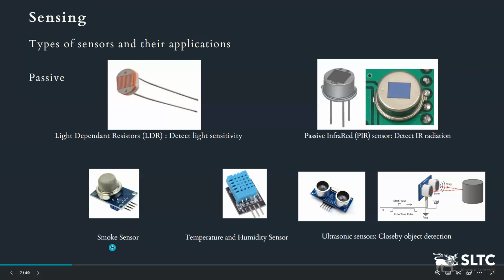The smoke sensor is used for identifying smoke in the area. So if there's some kind of a fire, you can detect that using the smoke sensor. Temperature and humidity sensors are sensors that can measure temperature and the humidity levels. Ultrasonic sensor is another sensor which can be used to measure the distance to a nearby object using ultrasonic sound waves.